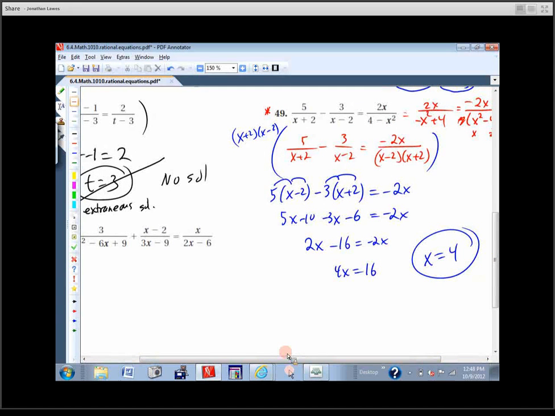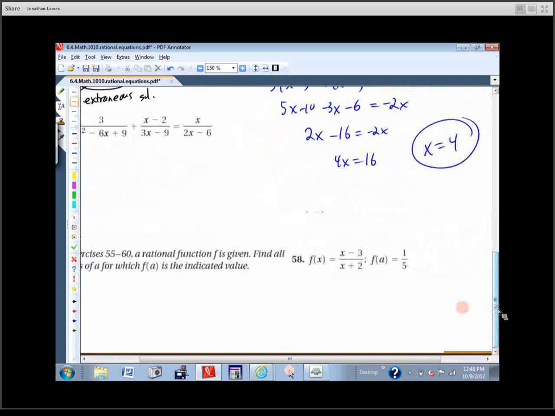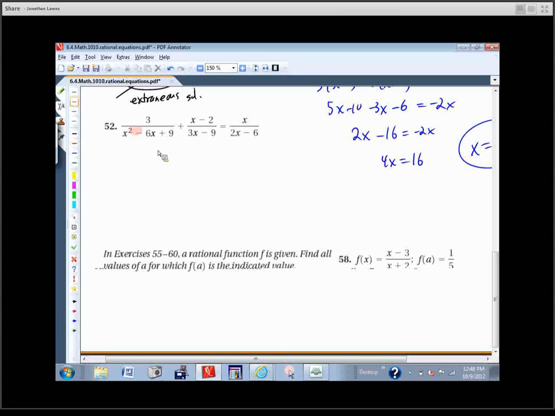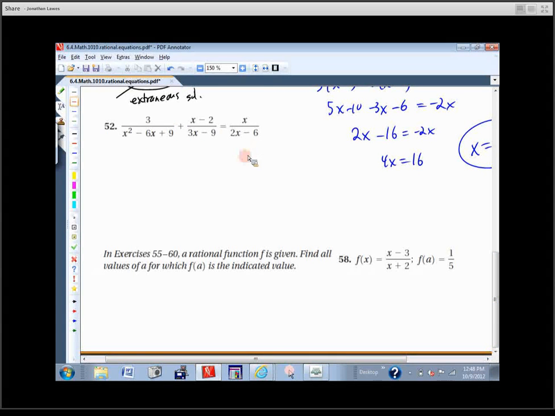Okay, let's do the last two then. So we've got this ugly equation right here. The hard part about this is, like the previous one, it's not even factored yet. So let's go ahead and factor this. So this is going to be 3 over, does anybody recognize this?